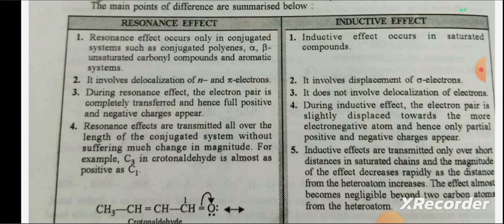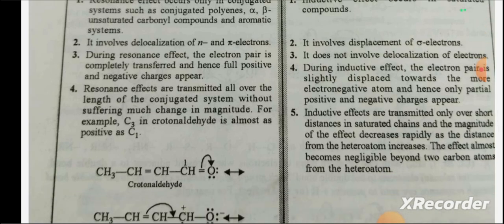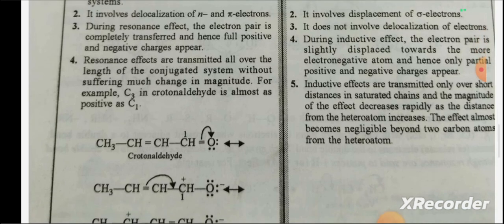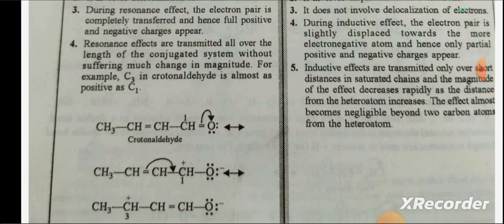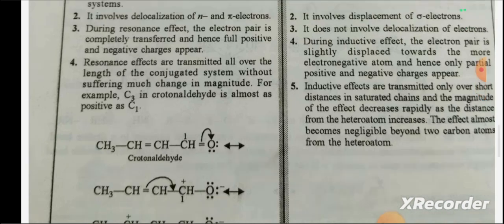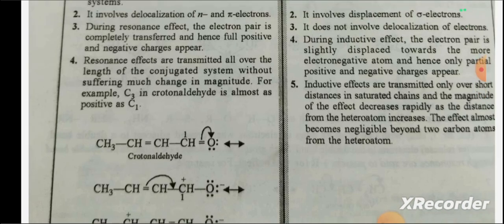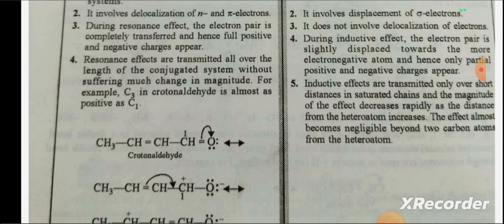Third, during resonance effect, the electron pair is completely transferred and hence full positive and negative charges appear. But in the inductive effect, it does not involve delocalization of electrons. Fourth, resonance effects are transmitted all over the length of the conjugated system without suffering much change in magnitude. For example, C3 is as positive as C1. During inductive effect, the electron pair is slightly displaced towards the more electronegative atom and hence only partial positive and negative charges appear.